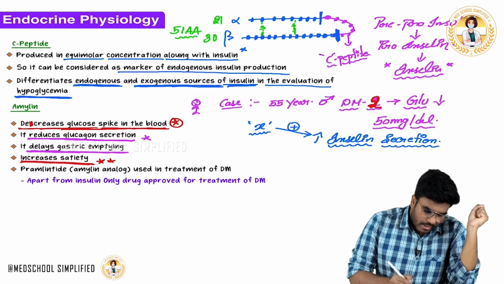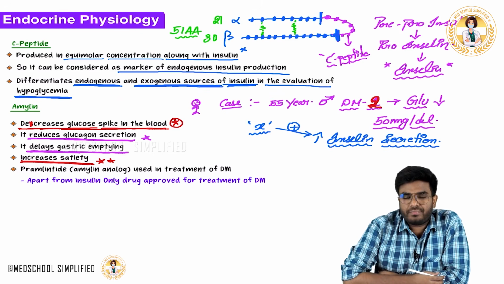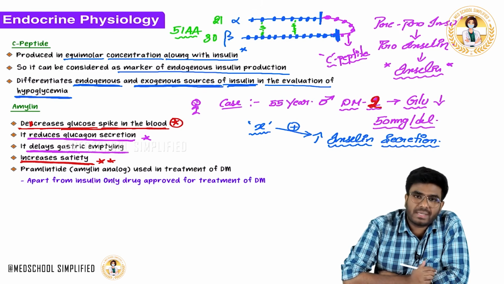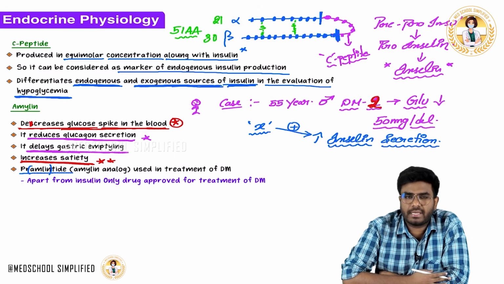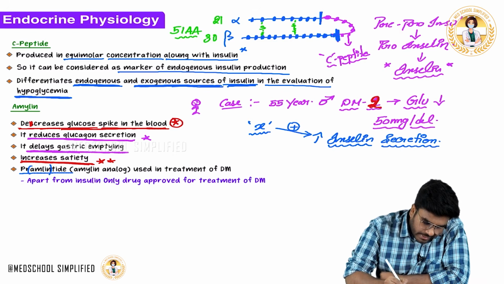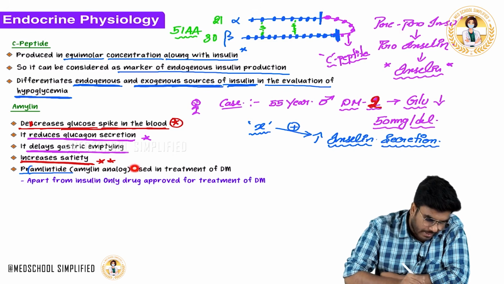Okay, done. Now, one more pharmacological integration: there is one drug, an amylin analog, called pramlintide. Even in the name you can see amylin. Now, what is this pramlintide doing? Pramlintide is an analog of amylin. Okay, it's an amylin analog.